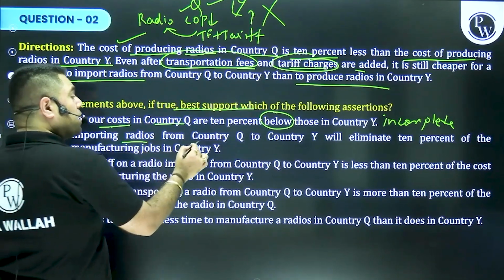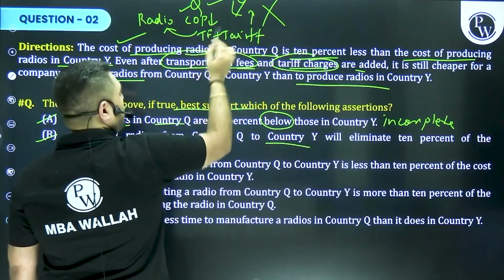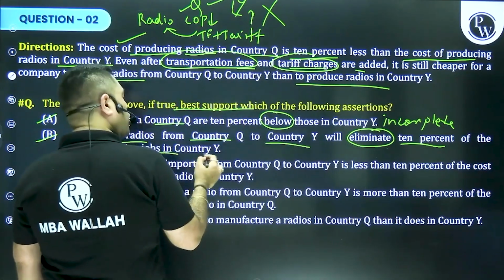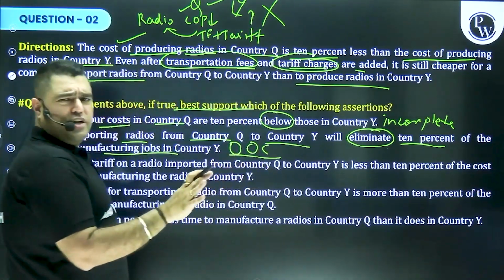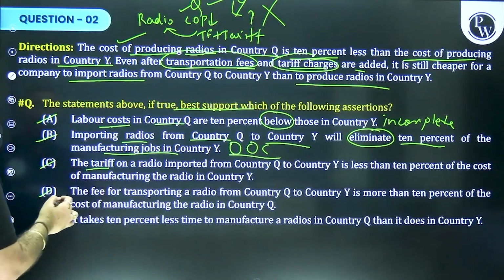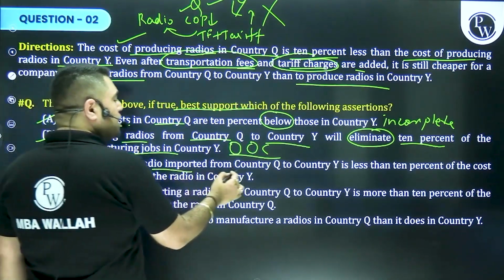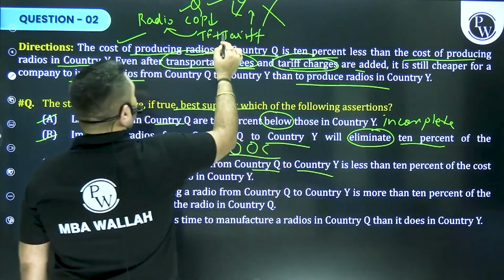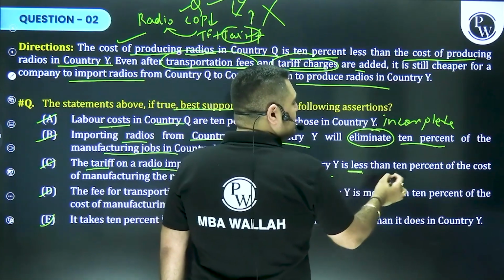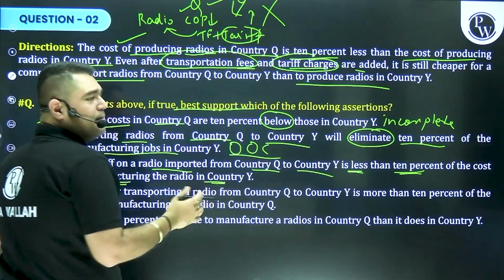Importing radios from country Q to country Y will eliminate 10% of the manufacturing jobs. Out of context, 100% no, reject, don't even think about it. Finished story. The tariff on radio imported from country Q to country Y, so tariff beta, from country Q to country Y is definitely less than 10% of the cost of manufacturing the radio in country Y. This is definitely true.